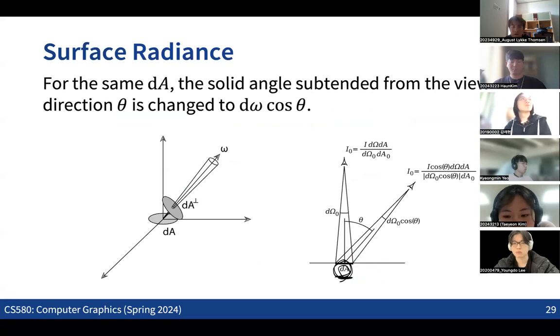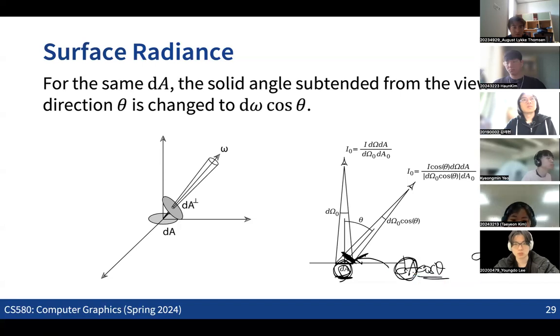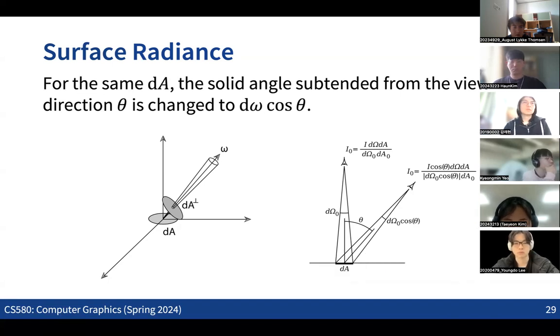then what we're going to get is the projected area which is perpendicular to the light direction, and this perpendicular projected area will be dA cosine theta, which means that if we fix the differential area to be dA, we are decreasing the solid angle to d omega cosine theta, right? So based on the angle that we are seeing the same region, we are also adjusting.